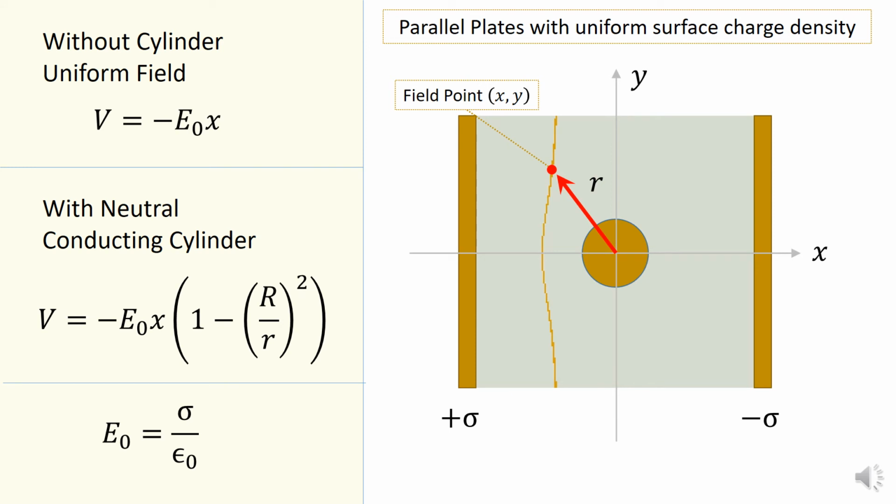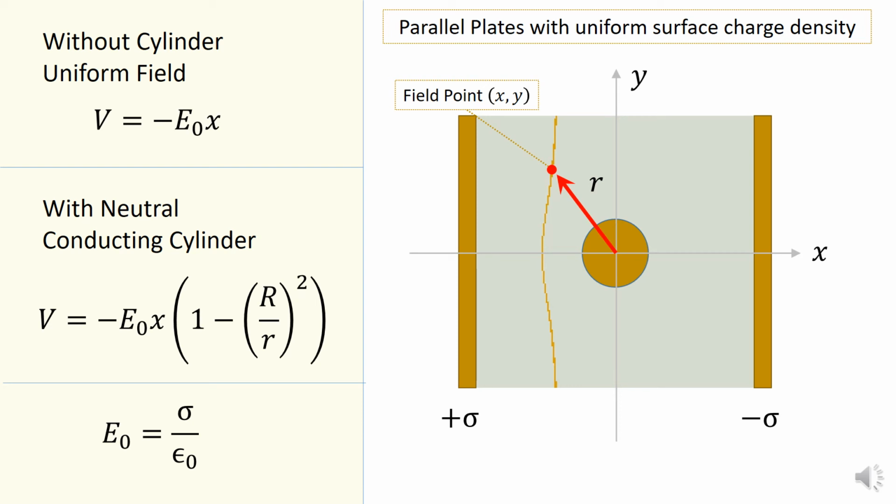In this last example, we have a uniform field created by parallel plates with equal and opposite surface charge densities, positive sigma on the left plate, negative sigma on the right. Remember, the electric field then is sigma over epsilon zero, so I call that E0, and that is a constant uniform field from left to right.